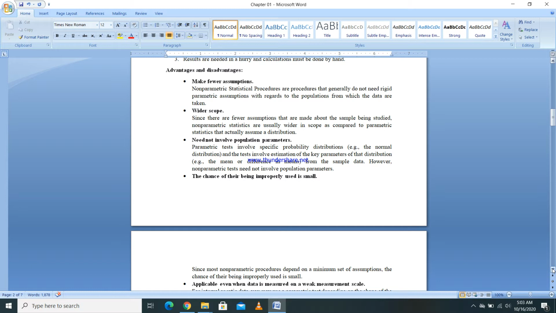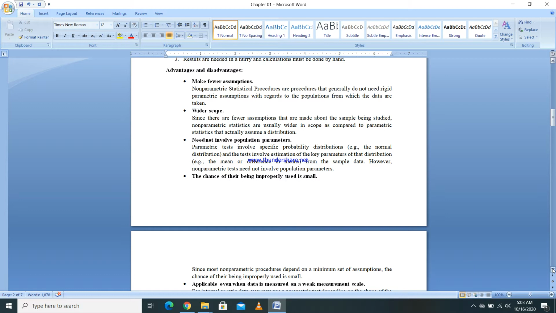And then we don't want the population parameters. We are not getting involved with the population parameters. When it comes to parametric methods, sometimes we want to know about the population mean, sometimes the difference between two means. But when it comes to non-parametric methods, we are not involving any of the population parameters. So even if you have no idea about the population parameters, we can apply these methods.